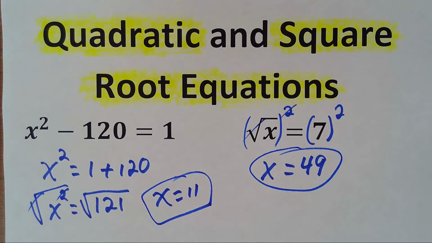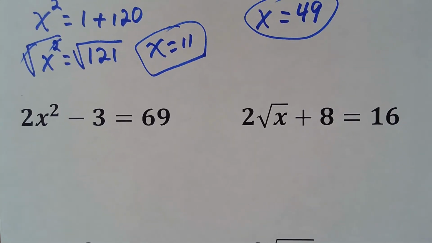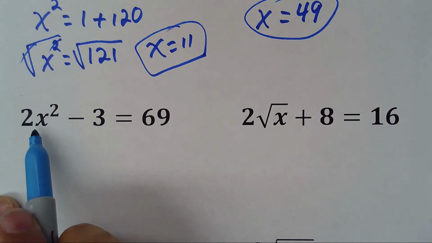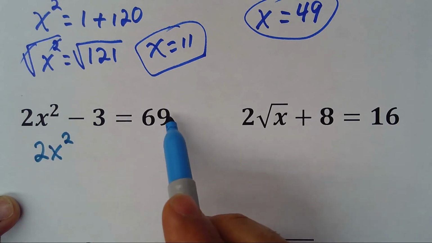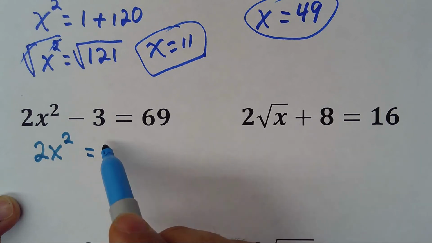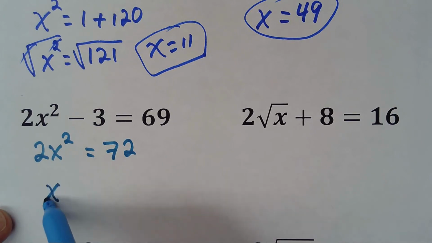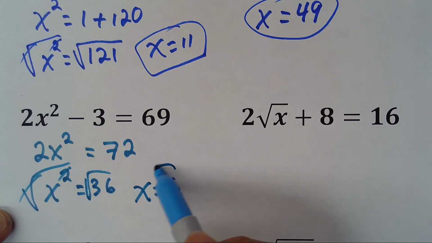Okay, let's check two more examples, a little bit more complex with more steps. Same process. First of all, we need to isolate the variable with the square. So it will be 2x squared equals 69 plus 3, which is 72. Then we divide by 2. 72 divided by 2 is 36. So we have x squared equals 36, and now we take the square root. We cancel, and this is 6, so x equals 6.